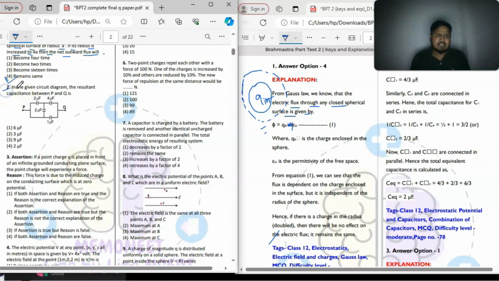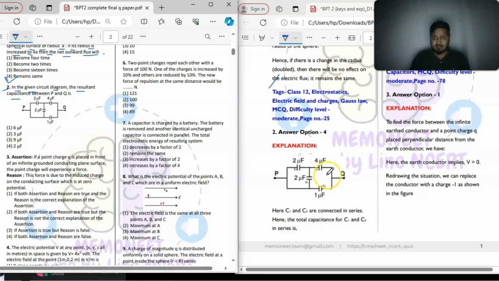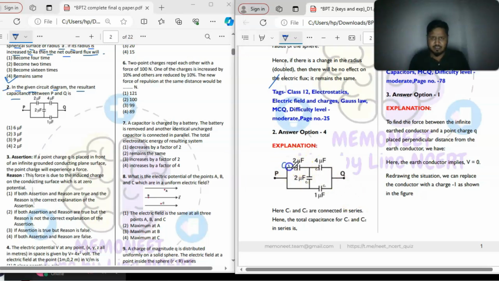Now, come to the next part. The question is, in the given circuit diagram, the resultant capacitance between P and Q is, right? So dear students, you must know about the series combination and the parallel combination of capacitance, right? So when you look here, this is our C1, this is our C2, this is our C3, and this is our C4, right?